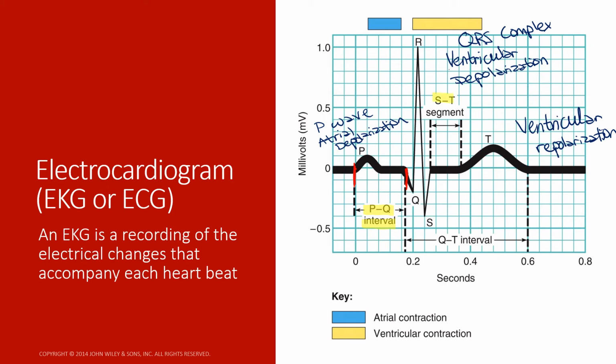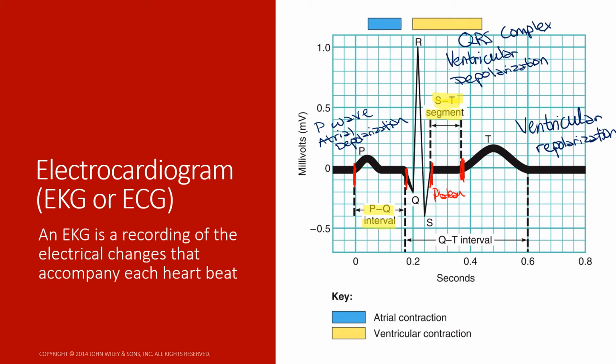Next we have the ST segment. And this begins at the end of the S wave here, and it ends at the beginning of the T wave. So this section right here represents the time when the ventricular contractile fibers are depolarized. This is during the plateau phase of the action potential, if you can read that.